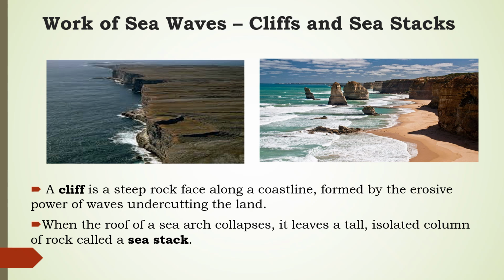Cliffs and sea stacks are also the work of sea waves. A cliff is a steep rock face along a coastline formed by the erosive power of waves undercutting the land. When the roof of a sea arch collapses, it leaves a tall, isolated column of rock called a sea stack.